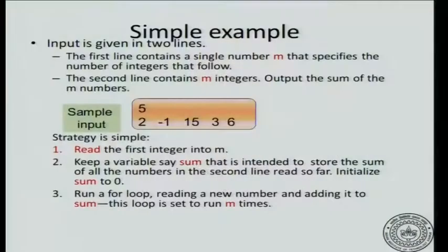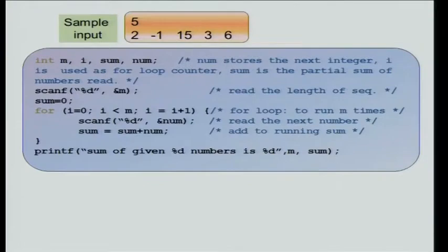So run a for loop from the first number to the mth number and keep adding the numbers to sum. So this loop will run for m times. Okay. So let's code this up. You have m, I, sum, and numbers, which are all integers.